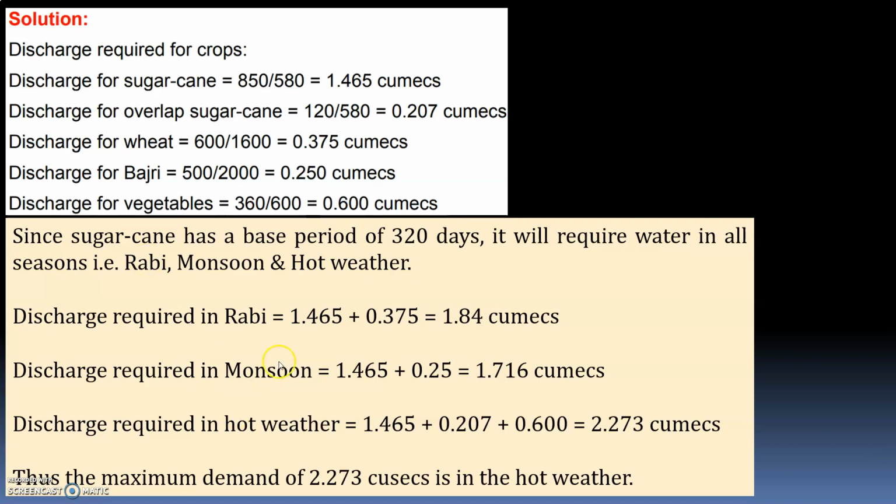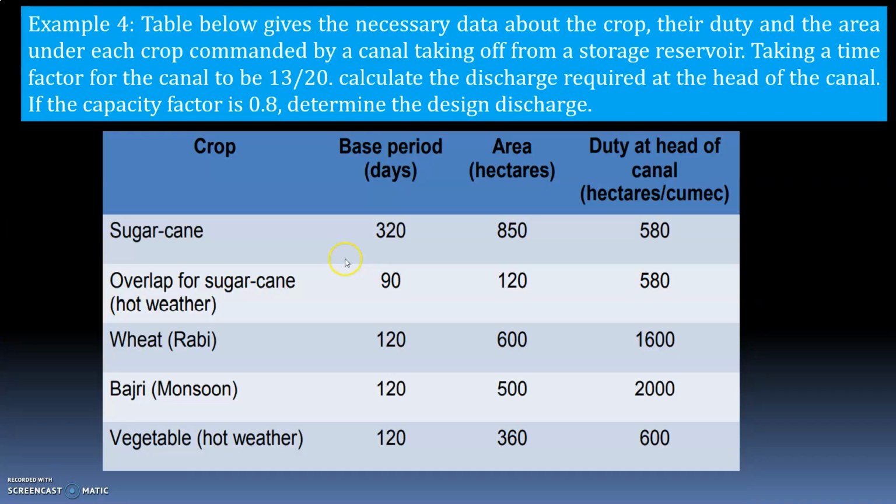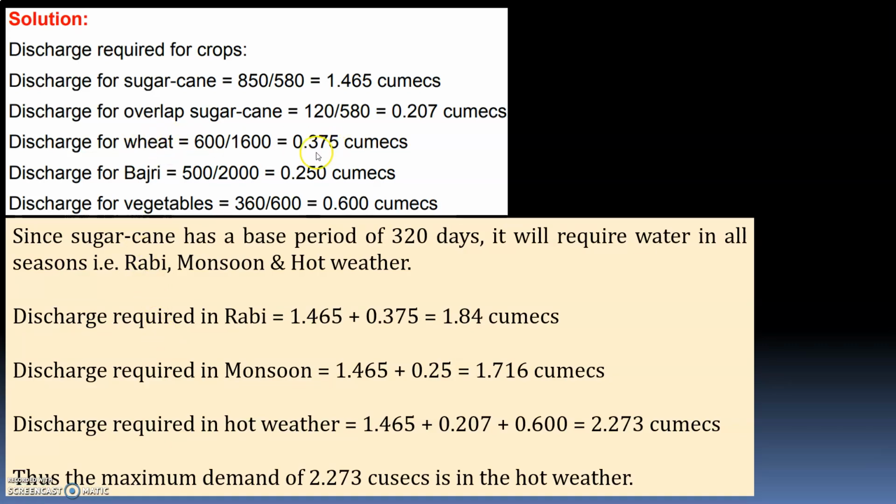First let us consider the rabi season. Discharge in the rabi season means water required in the rabi season. How many crops are there? Sugarcane you will have to consider because it requires discharge in all the seasons. So that is 1.465. In addition to that, wheat is also grown in the rabi season, so that discharge also you have to calculate. That is 0.375. So 1.465 for sugar cane plus 0.375 becomes 1.84 cumecs.